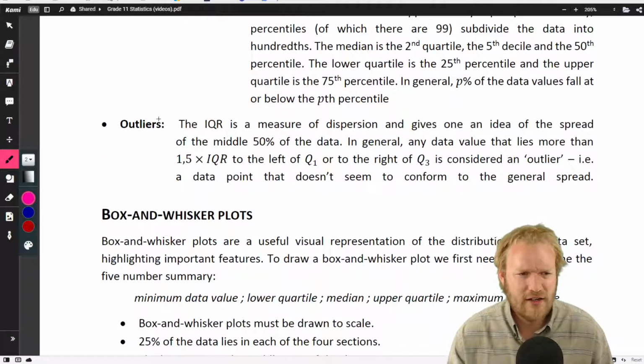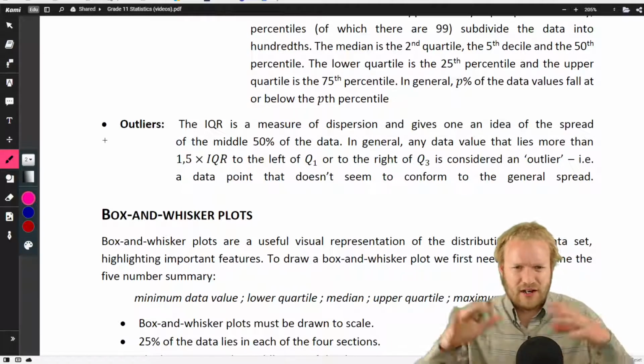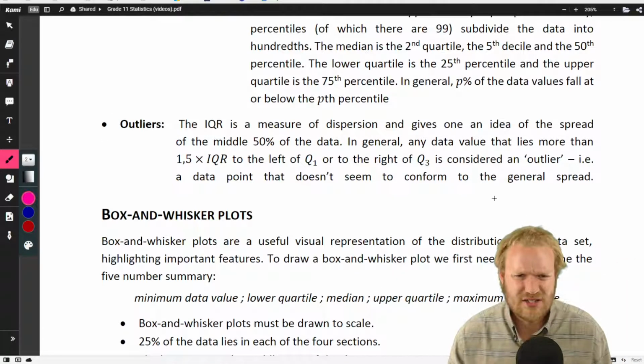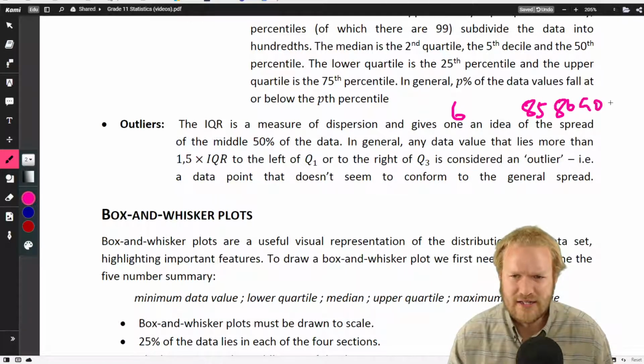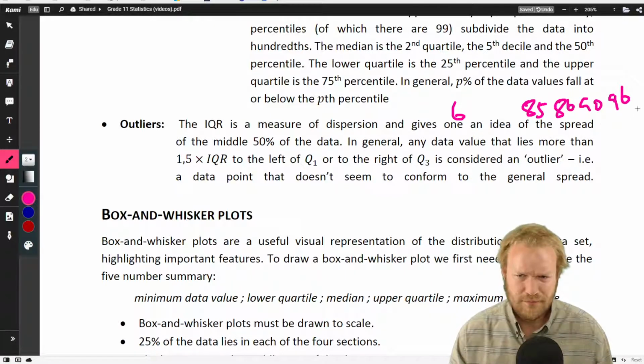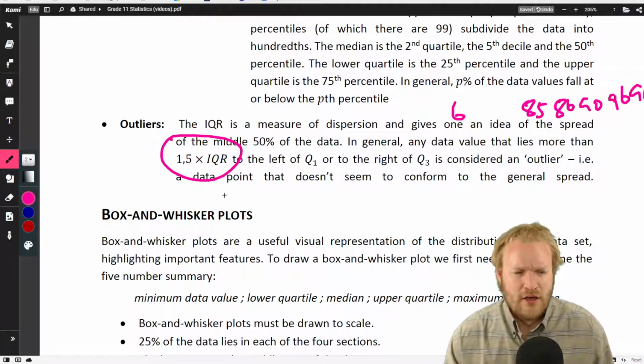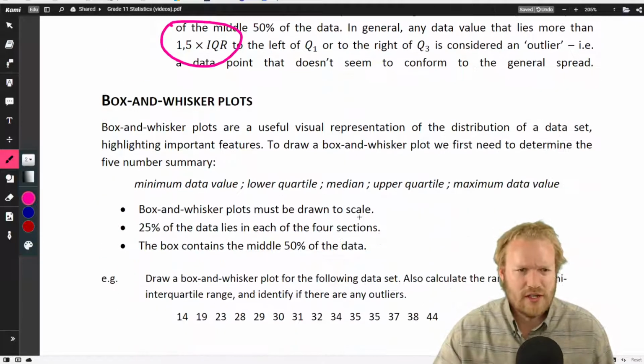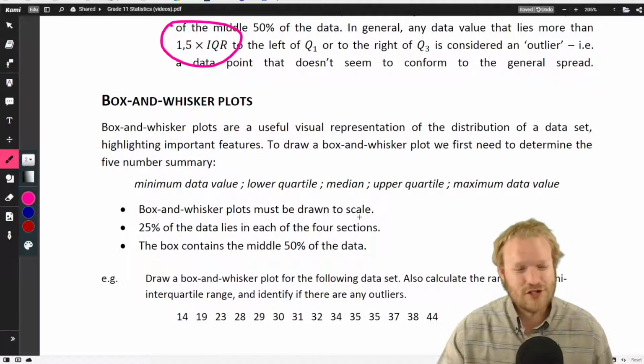And finally, on this little snippet of a video, outliers are bits that are considered outside. So let's say that we had a test and one person got 6, but all the other marks were like 85, 86, 90, 96. Maybe somebody else got 96. Well, clearly the 6 is an outlier. And we'll look at calculating it using this when we draw our box and whisker plot, which is coming up next.